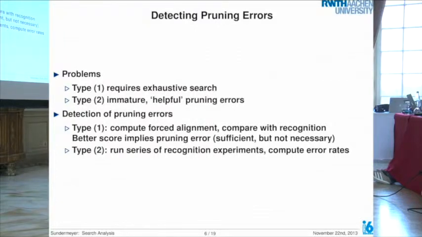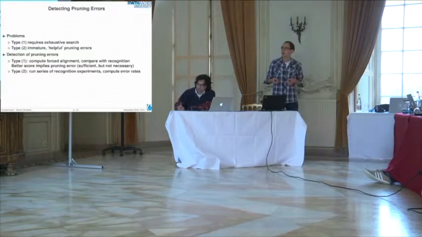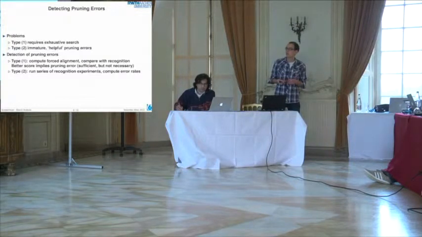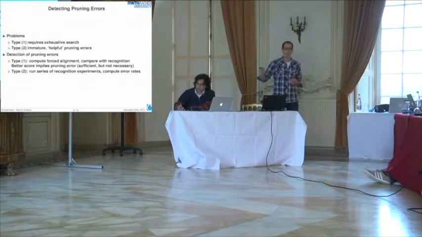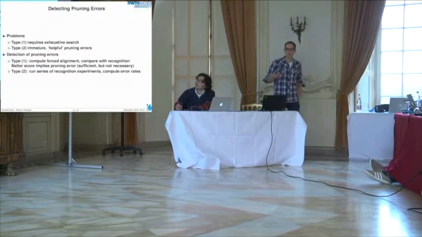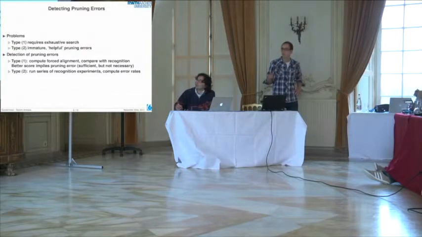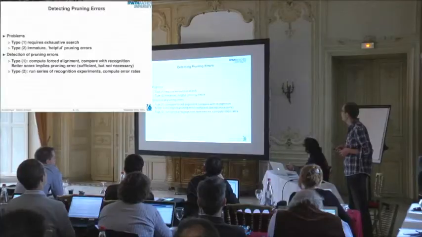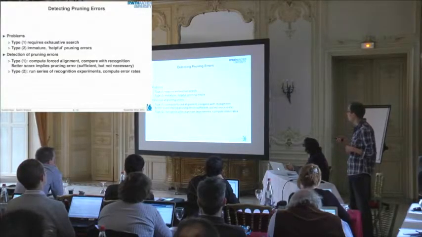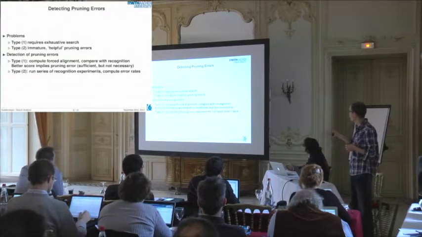The first one, which was related to the globally optimal path, just means that we need an exhaustive search, which is more or less impossible. And the second one, where we concentrate on the word error rate differences, is rather immature because there may also be helpful pruning errors. So the word error rate may increase or decrease even though we have a larger search space. And on the other hand, we can also try to detect this.